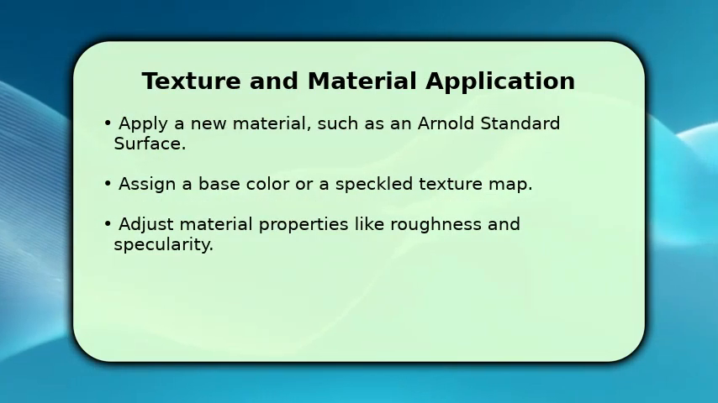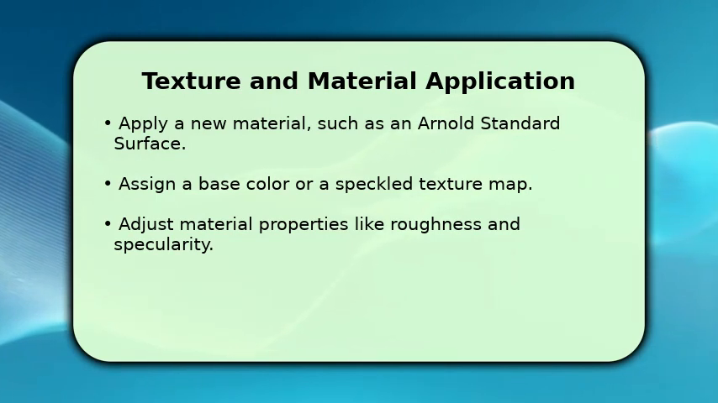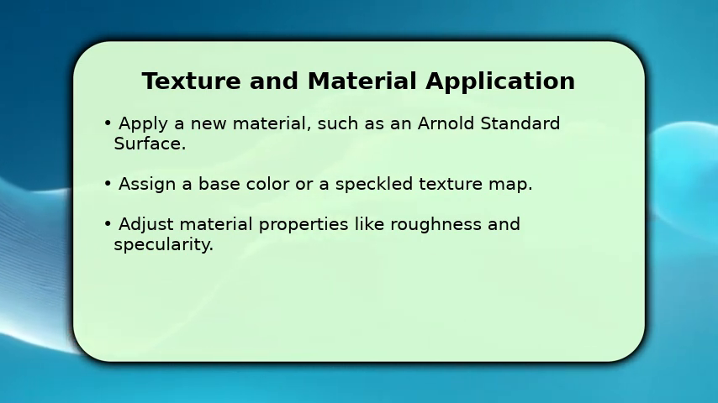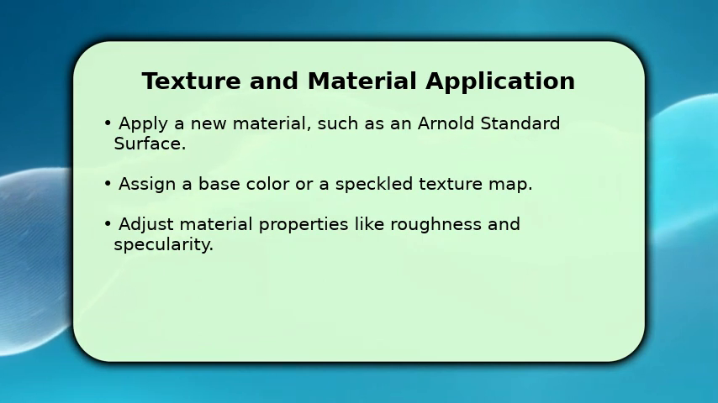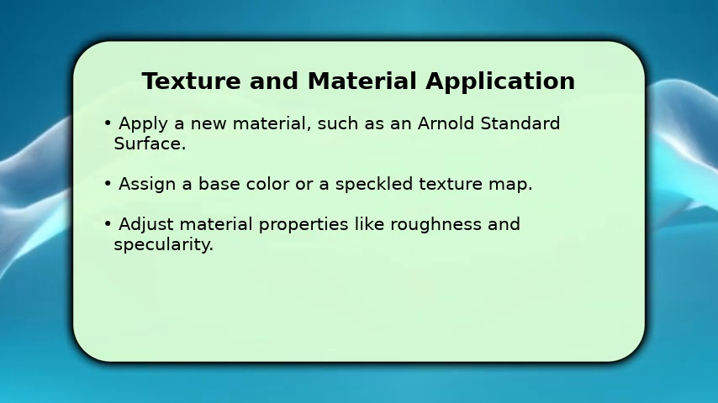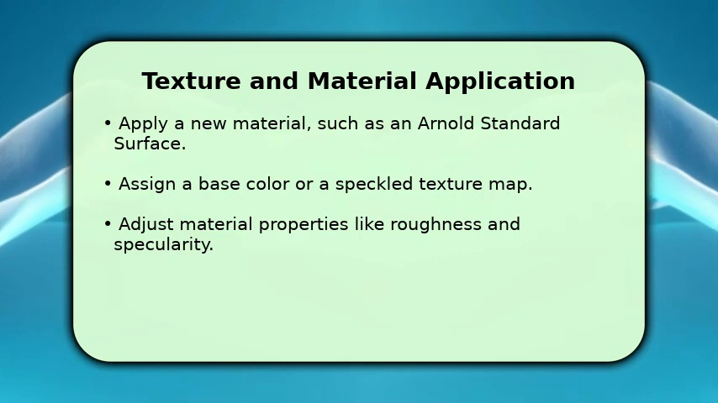With the shape complete, it's time to add visual appeal. Assign a new material, like an Arnold standard surface, to your egg. You can then choose a solid color or apply a detailed texture map for a speckled or patterned look. Don't forget to fine-tune properties such as roughness and specularity to give your egg a realistic surface quality.